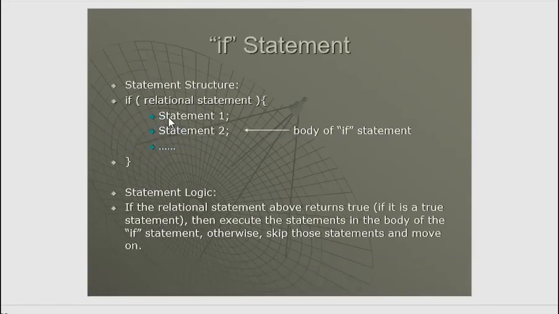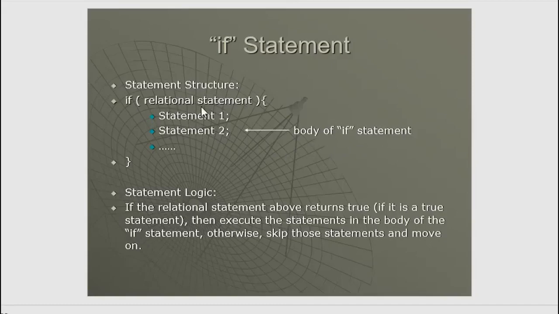This is the structure of an if statement. We start with the keyword if. Then we place a relational statement inside a pair of parentheses. Then we start an open and a close bracket. Then we place 1 or more statements inside of this pair of brackets. And those statements are called the body of the if statement.